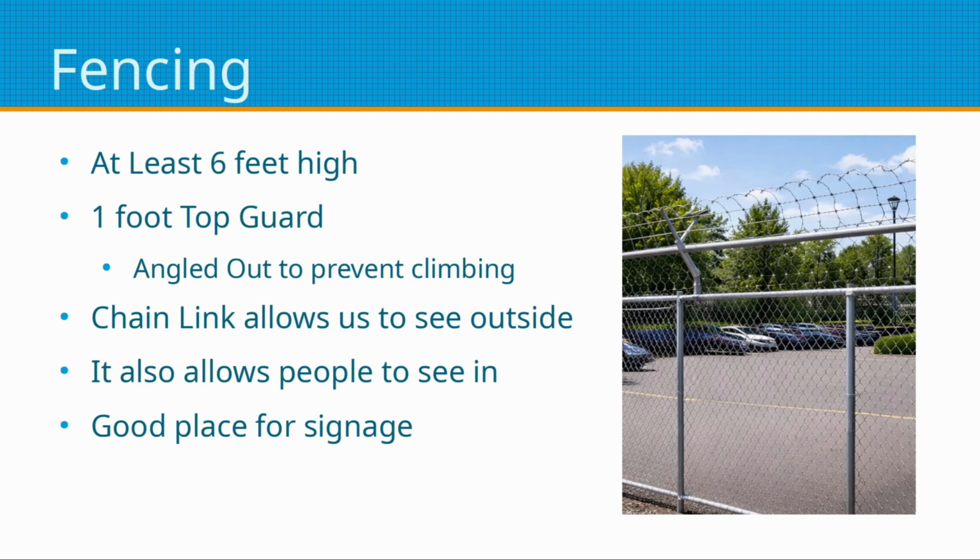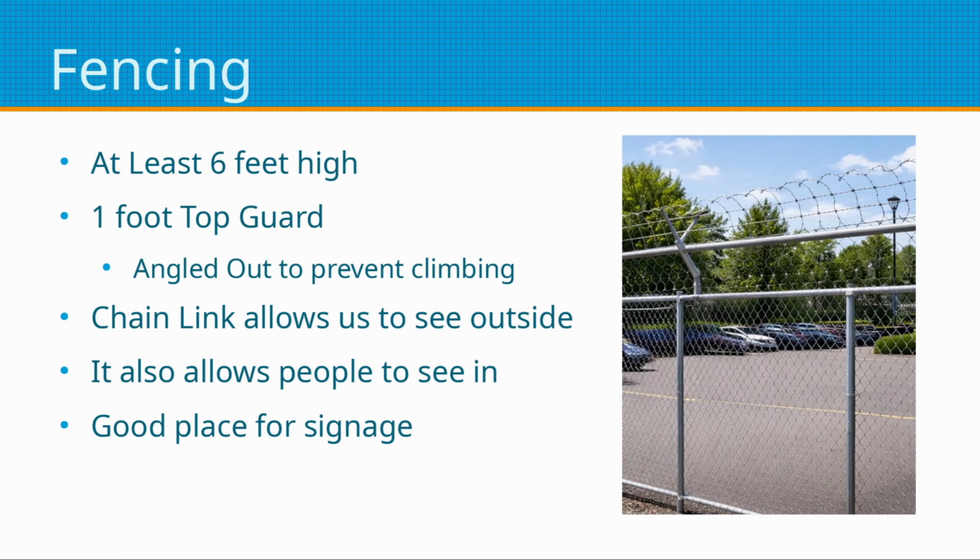Chain link is great because it allows us to see outside. It's not so great because it also allows people to see in. Sometimes that's nice. Sometimes we want to take advantage of the natural surveillance of the people around us, and sometimes we don't want people to know what's going on. But it is good for us because we're able to see what's going on outside of our property. And so when we, in other classes, have talked about deter, detect, delay, deny, well, the detect portion there, that's where this chain link fence comes in because we can see through it and we can see people coming up.